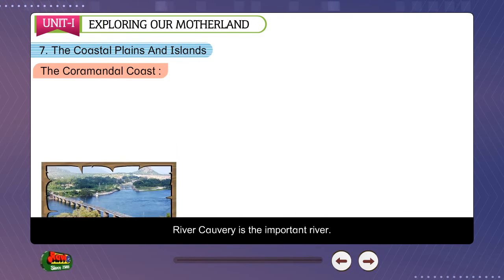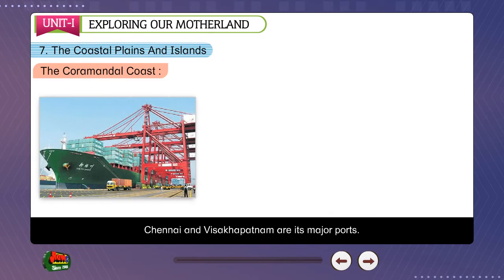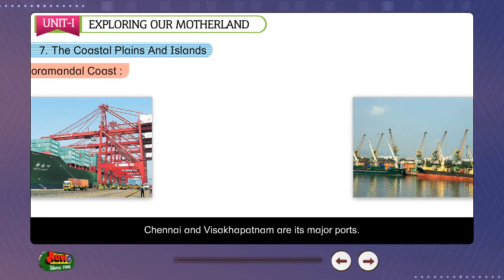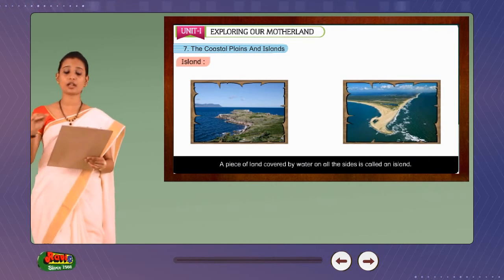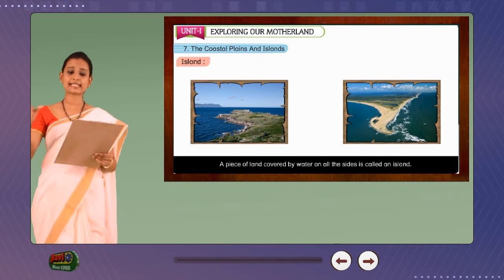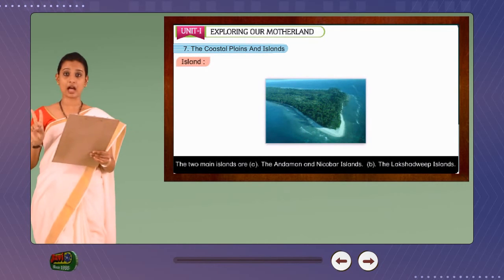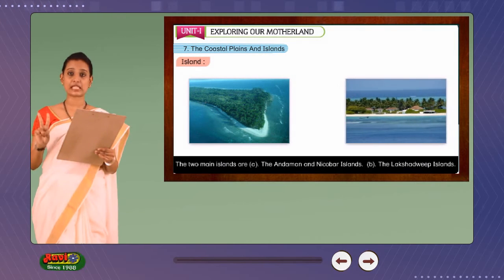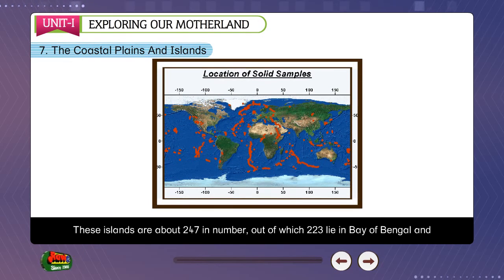Island. A piece of land covered by water on all the sides is called an island. The two main islands are A. The Andaman and Nicobar Islands, B. The Lakshadweep Islands. These islands are about 247 in number, out of which 223 lie in the Bay of Bengal and the other 24 in the Arabian Sea.